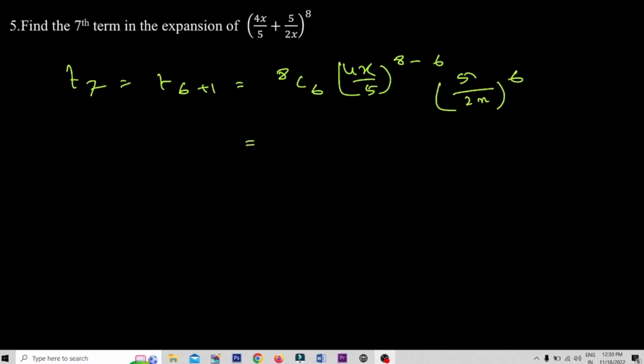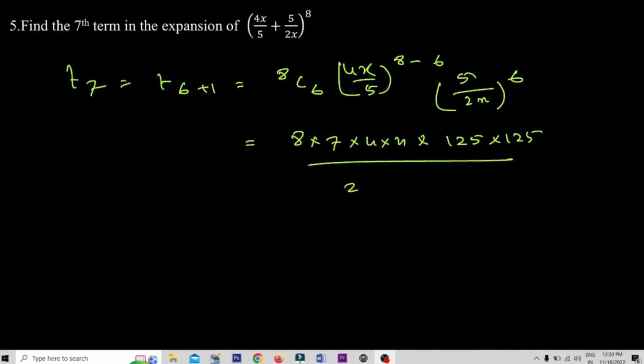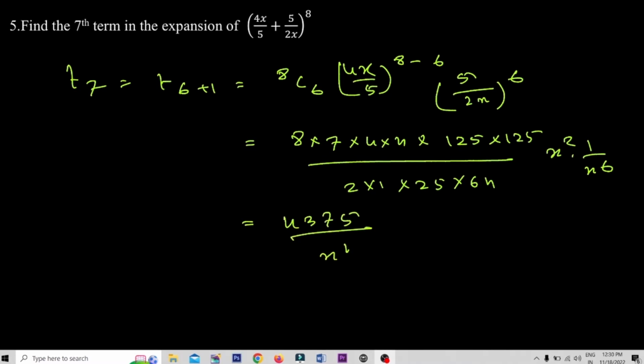So if we calculate, just calculation, 8C6. So 8 into 7 into 8 into 7 into 4 into 4 into 125 into 125, divided by here 2 into 1 into 25 into 64 into x square by x to the power 6. So by calculation we are getting 4375 total divided by x to the power 4.